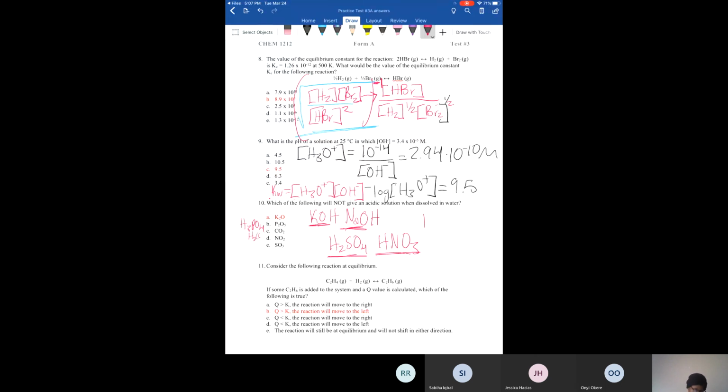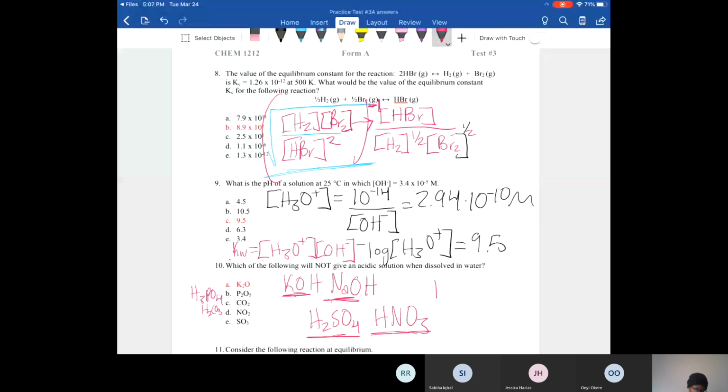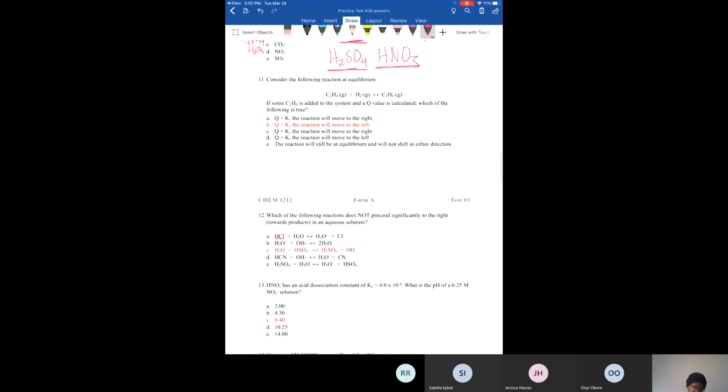Okay. So consider the following reaction at equilibrium. If C2H6 is added to the system and the Q value is calculated, which of the following is true? The reaction will move to the left. That's because you're increasing this concentration, so your reaction is going to go there. It said that it was at equilibrium, so that's the key. It's already at equilibrium, so you disrupted equilibrium by adding more products.